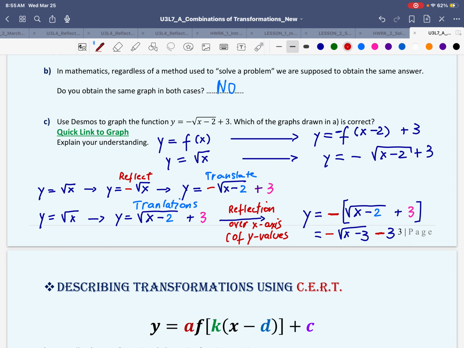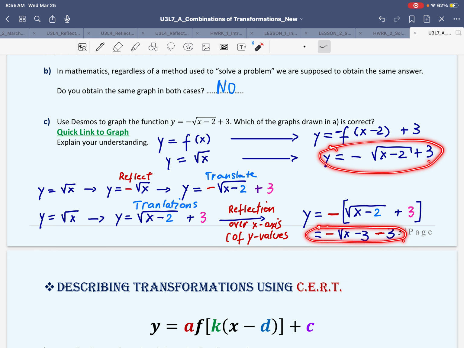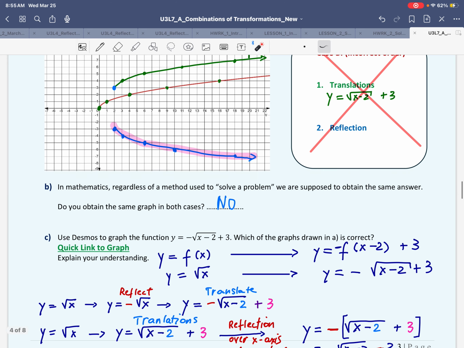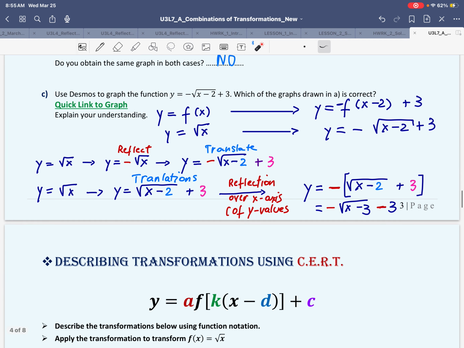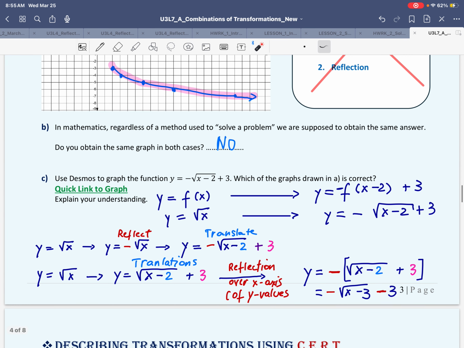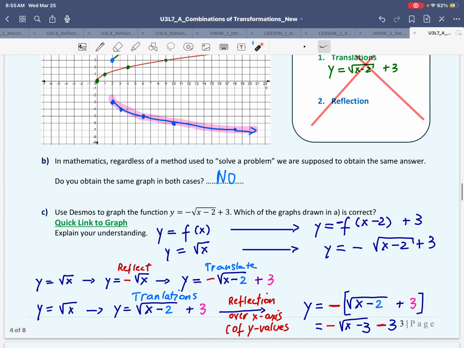So is this the function that we wanted to graph? So is this the equation we wanted to graph? You see, the equations are different, right? So algebraically speaking, this is how you would explain why the change in the order of transformations didn't work, okay? And again, we go back to that BADMAS. So we have to follow BADMAS for a reason. We have to follow the order of transformations again for a reason.